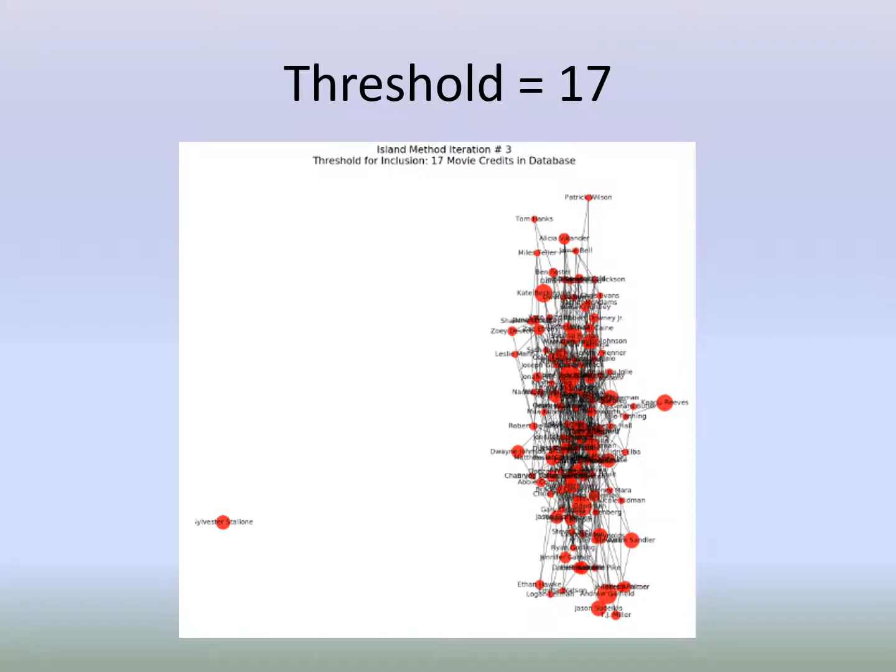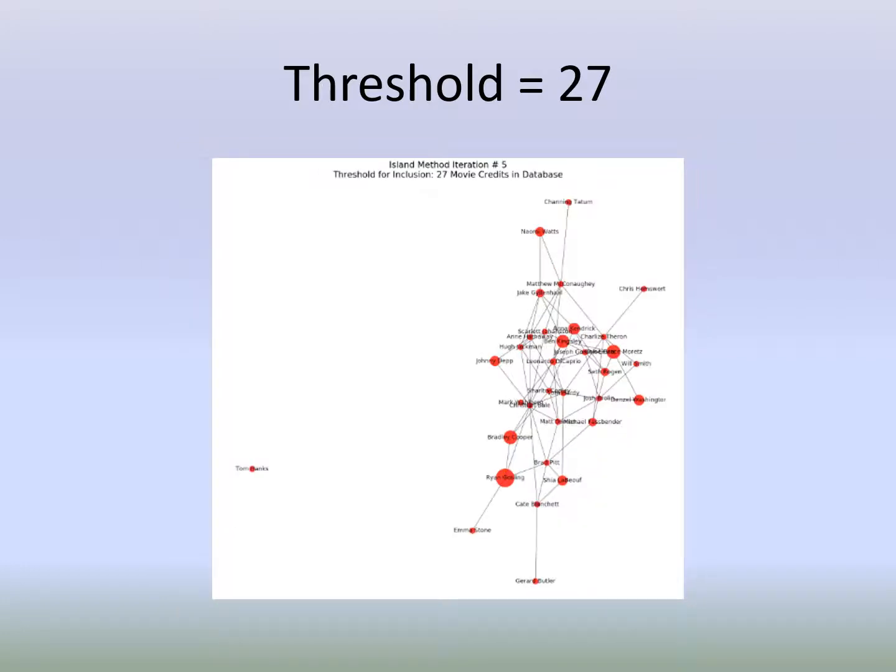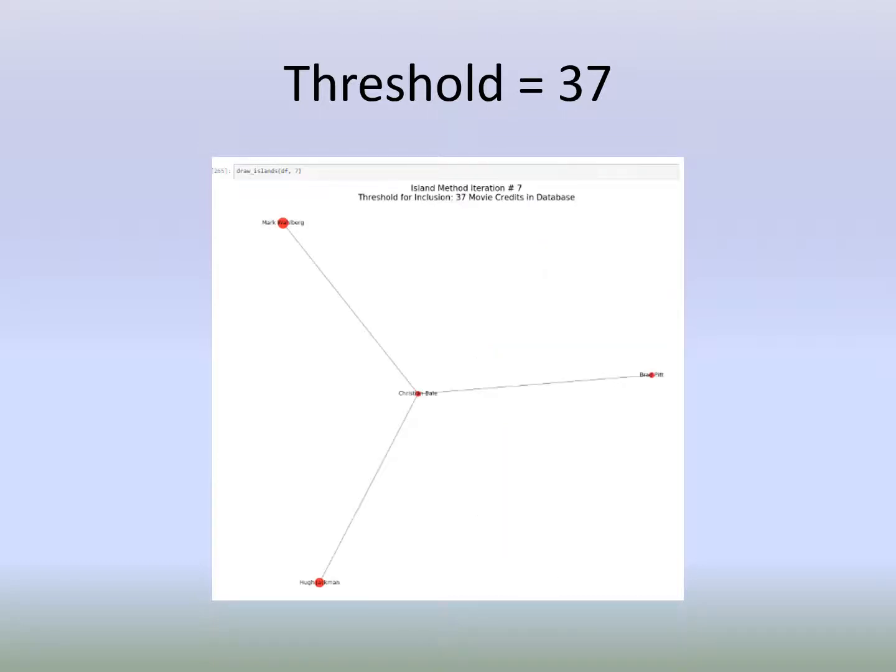Here is when the threshold reaches 17, we see fewer nodes. And here we raise the threshold to 27. We see even fewer nodes. It's very interesting. We can see one big island here, one small island here. Here is when we raise the threshold to 37. So the actor's name should appear 37 times in the dataset. We only see 4 actors.